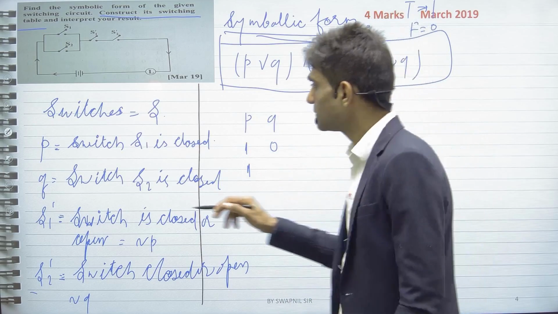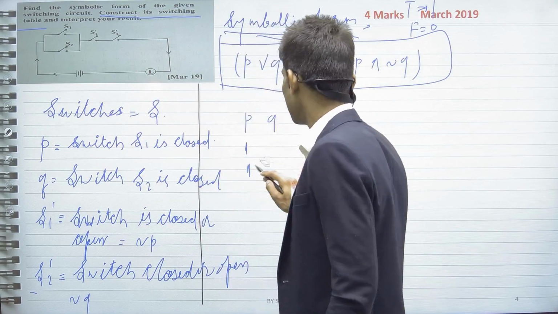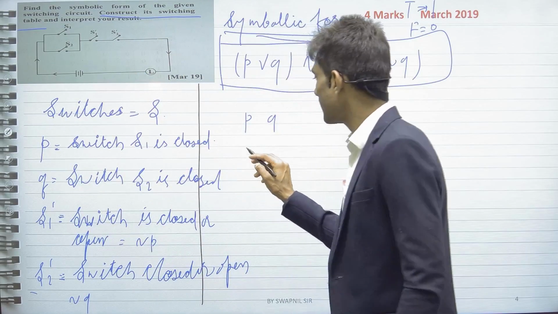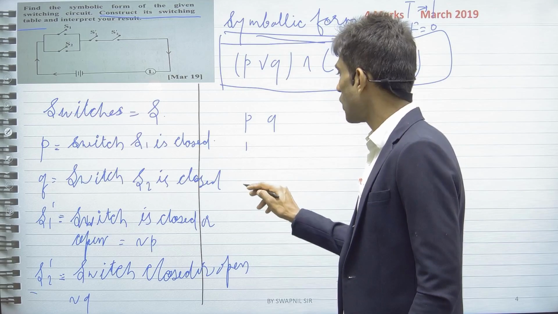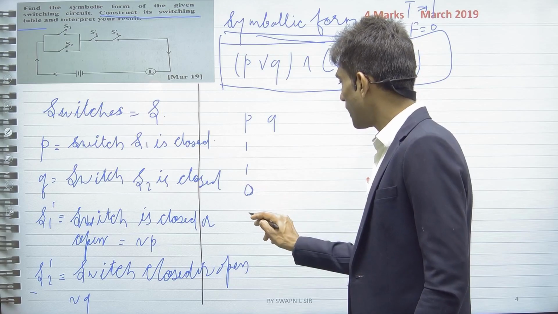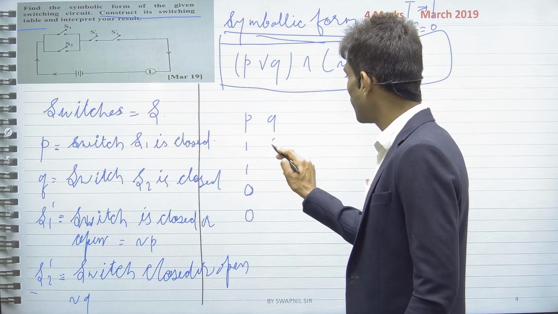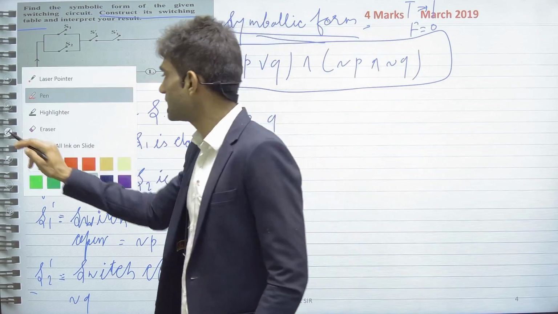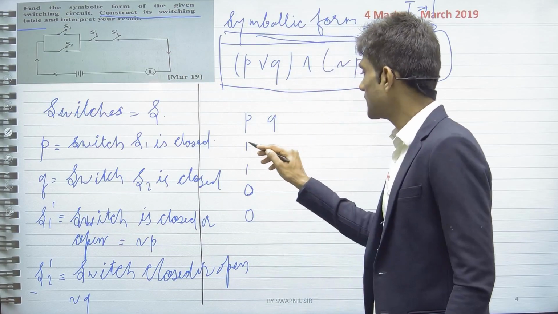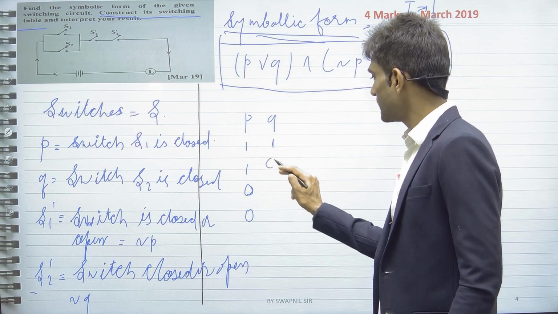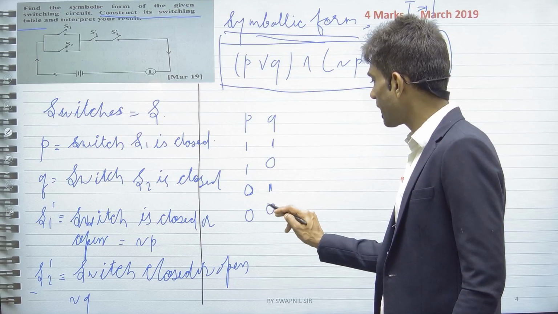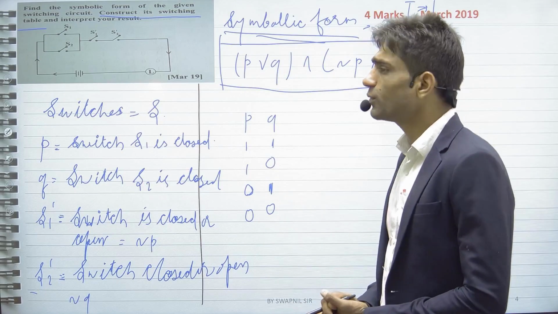So let's go with the series connection. We don't take values randomly; we consider the values as per the switching table. First on, second on; first on, second off; first off, second on; and first off, second off. These are all the possible values for our truth table.